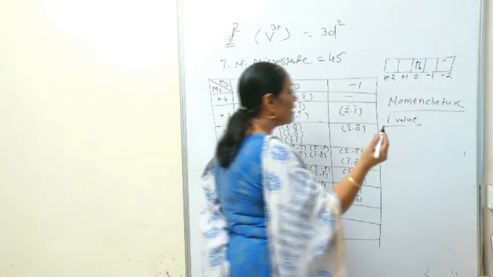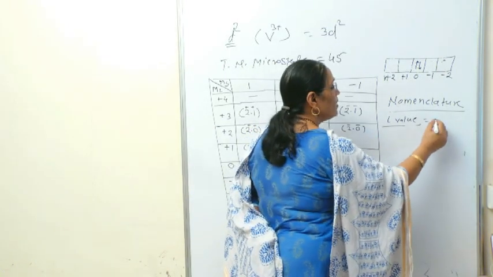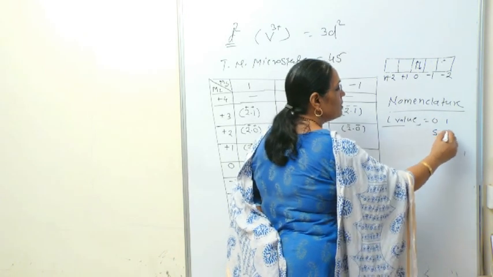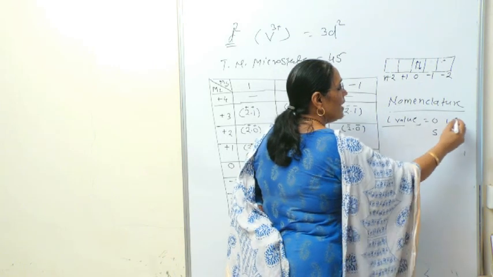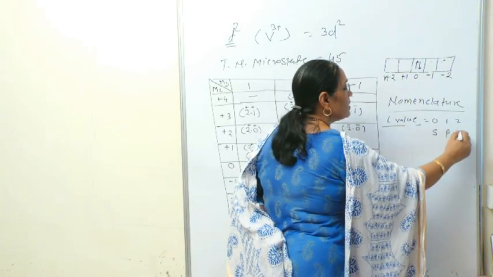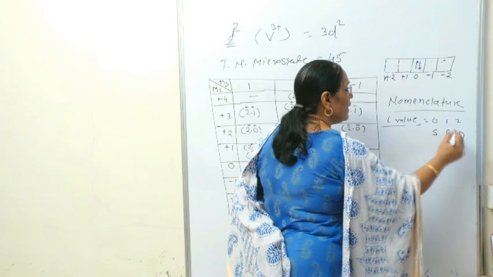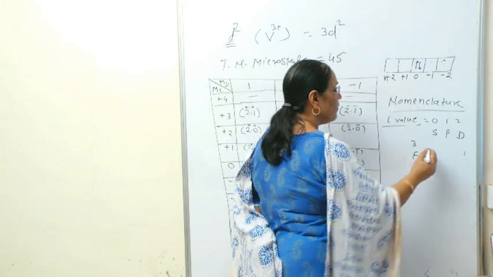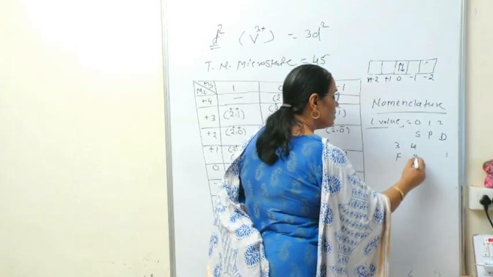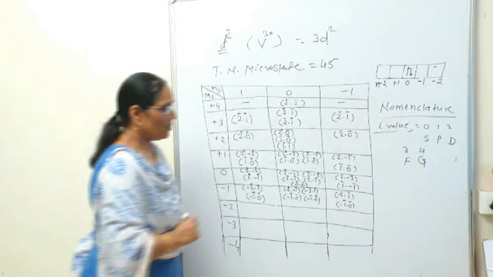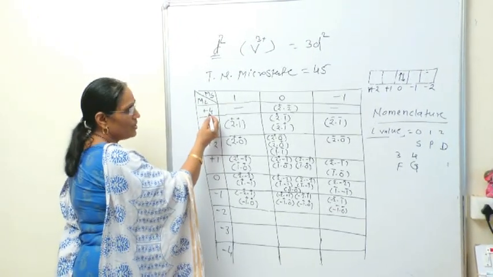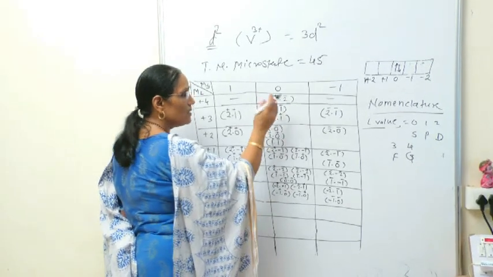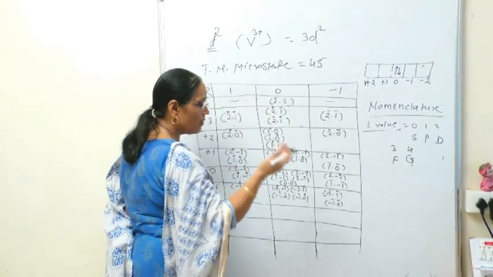We have also seen that when L is 0, the term symbol is S. When L is 1, the term symbol is P. When L is 2, the term symbol is D. When L is 3, it is F, and when L is 4, it is G. As the total L value is 4, this microstate belongs to the G term.